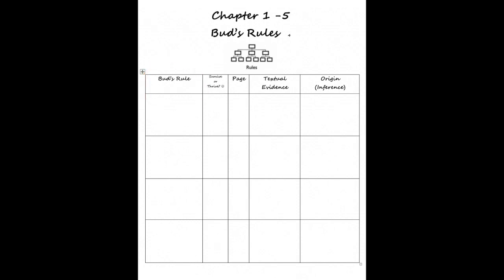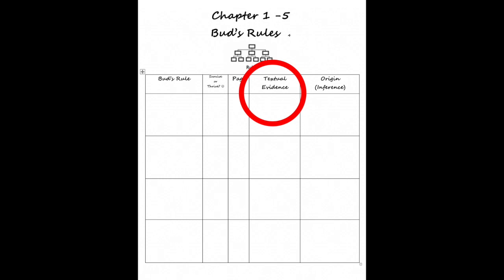I'm going to give you a little heads up. It's on page 11, 18, 27, and 56. And what you need to do is, 1, write down the exact rule. Number 2, say whether that rule helps him survive or thrive. Number 3, write down the page number you found it on. 4, write down the textual evidence that kind of explains it a little bit.